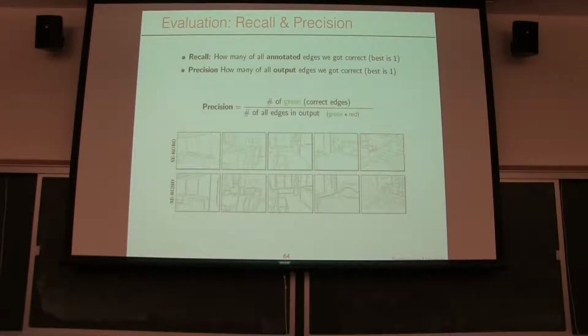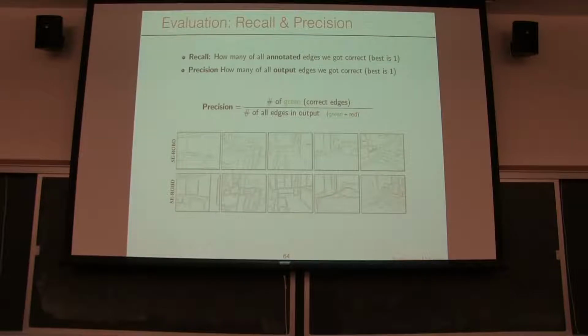And precision is, of all the ones I detected, how many are actually, oh, this is wrong. This should have been blue. So of the ones I detected, either right or wrong, how many of them were right? That's precision. And again, I would like to have 100% precision, or a score of 1. It means that everything that I detected was good.